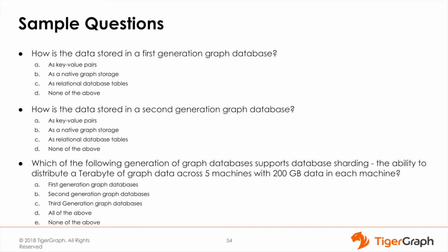Here are some sample questions that you should keep in mind before you take the online quiz. How is the data stored in a first generation graph database? How is the data stored in a second generation graph database? Which of the following generation of graph databases supports database sharding, the ability to distribute a terabyte of data across 5 machines with 200 gigabytes of data in each machine?